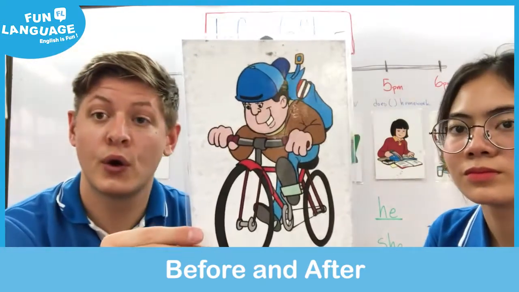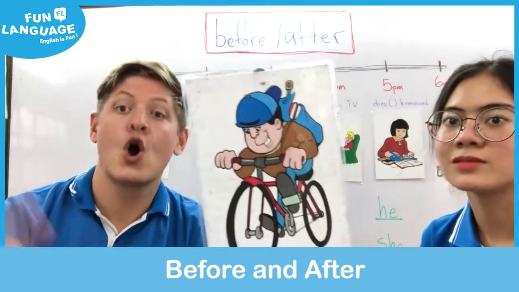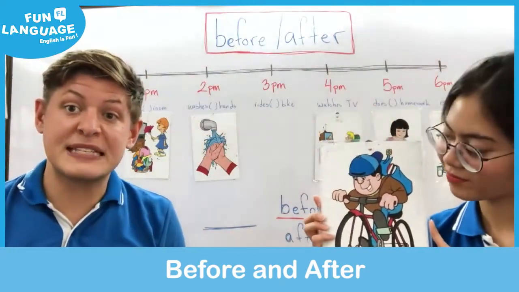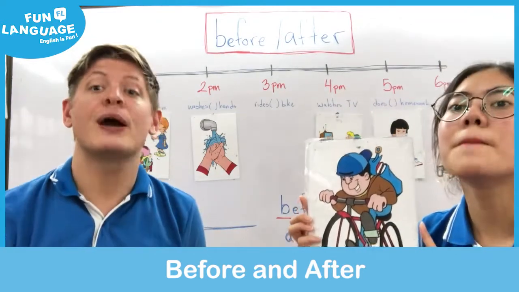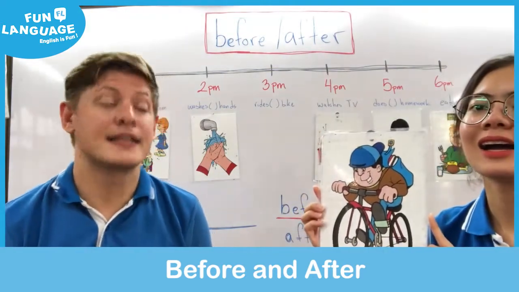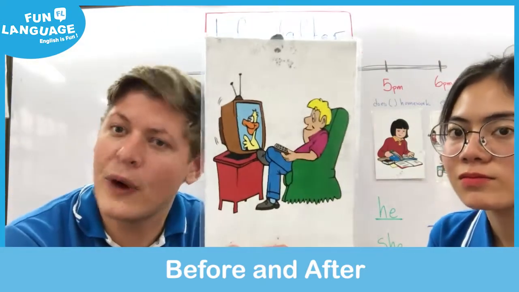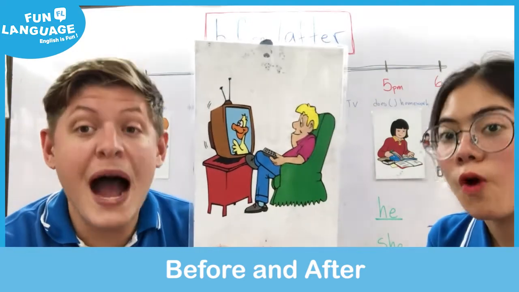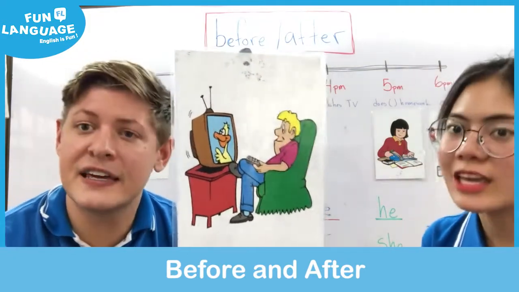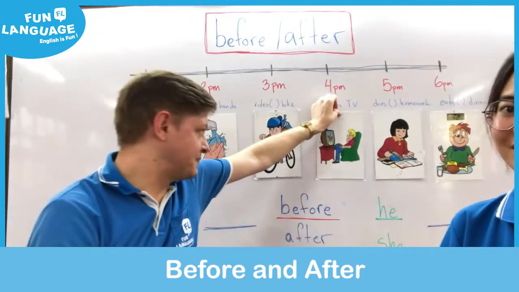Next one. If it's for teacher Peter, rides his bike. Rides his bike. Oh, now, teacher Lila, what do we say? Rides her bike. Rides her bike. Yes. Okay. Now, what is this one? Watches TV. What is this one? Watches TV. One more time. What is this one? Very good. Okay.